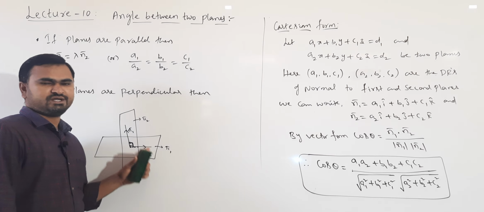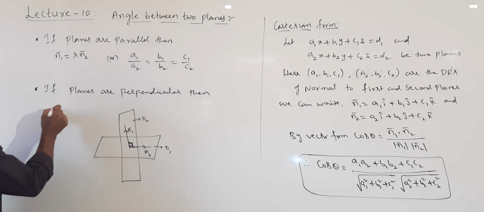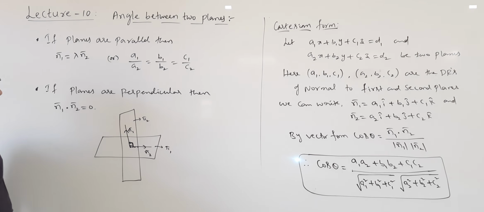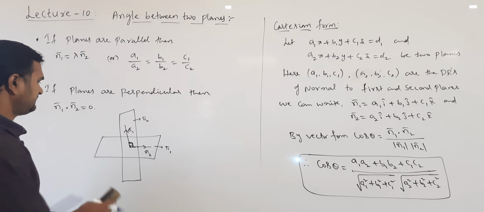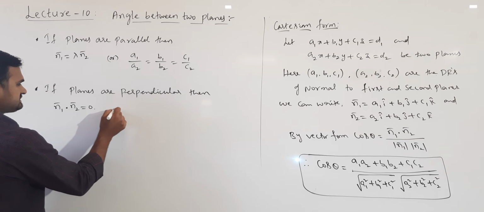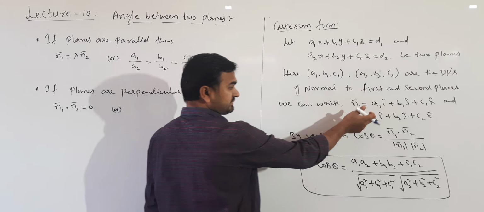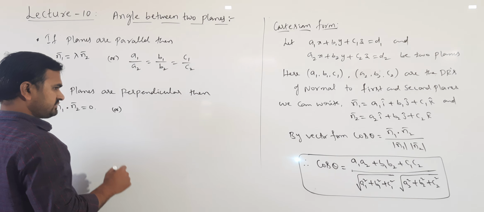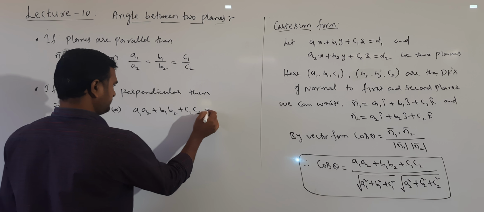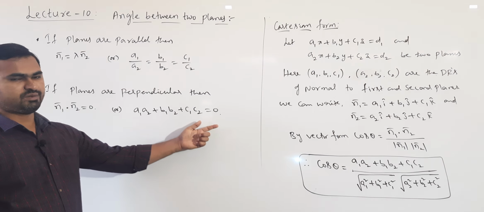Understand? If two planes are perpendicular, their normal vectors are also perpendicular. Now n1 is perpendicular to n2 means the condition is n1 dot n2 is equal to 0. Vectors are perpendicular, so their dot product should be 0. This is in vector form. In Cartesian form, the dot product is a1 a2 plus b1 b2 plus c1 c2 is equal to 0. This is the condition where the planes are perpendicular.